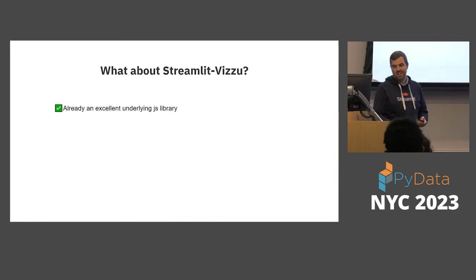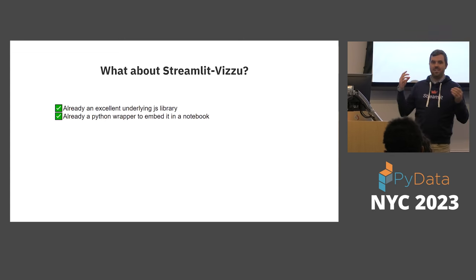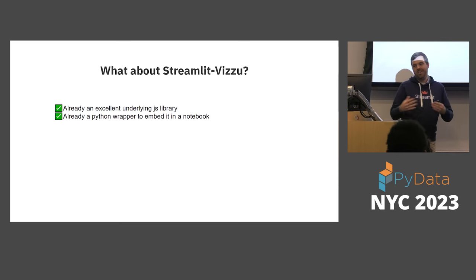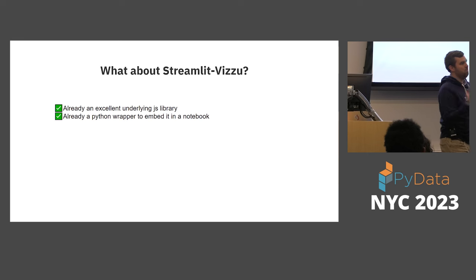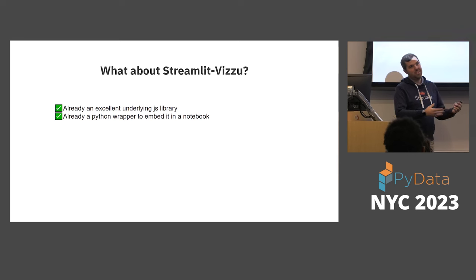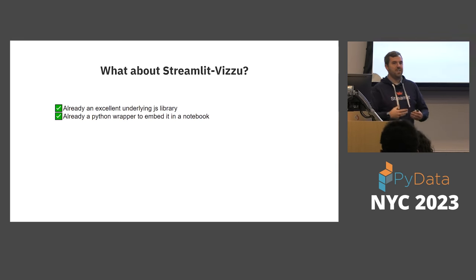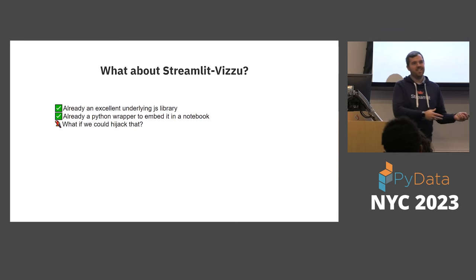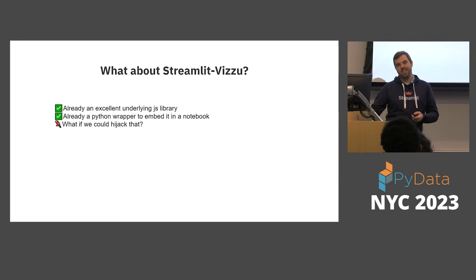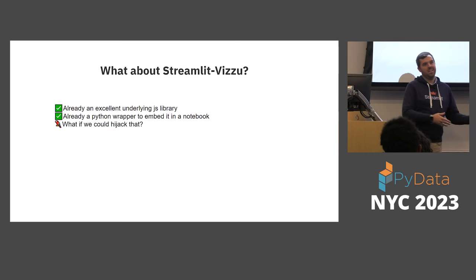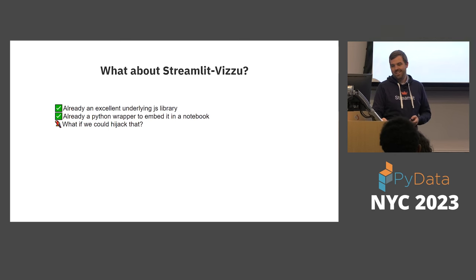So Streamlit Vizzu, there was already this amazing C++ library. Even better, there's a JavaScript library and there's a Python library to interface with it, and it worked pretty well in notebooks already. It didn't quite work natively in Streamlit. You couldn't click on a chart and get data out of it and use that to update other parts of your app. So I thought, what if we could just hijack what it already does and build a component on top of that? In reality, I made the component for this, but really it was mostly building on the work that had already been done and just hacking around until it worked.